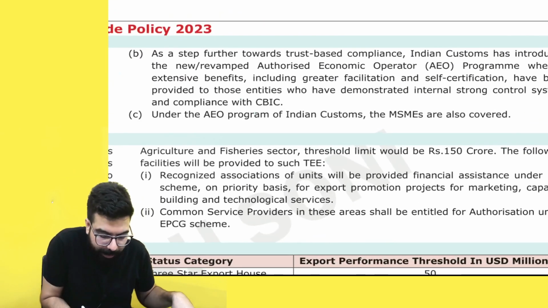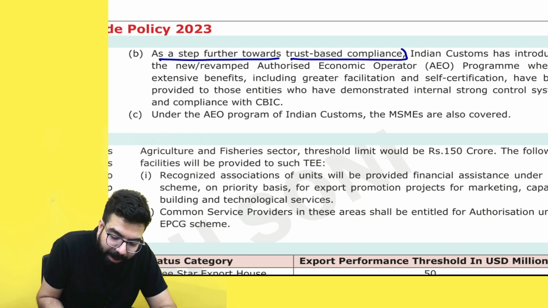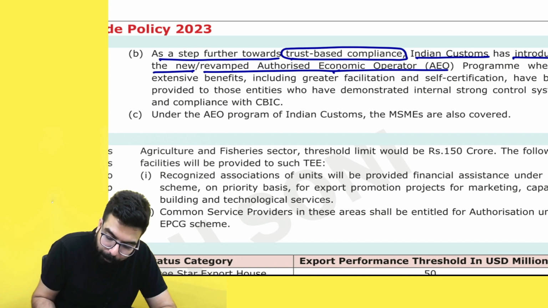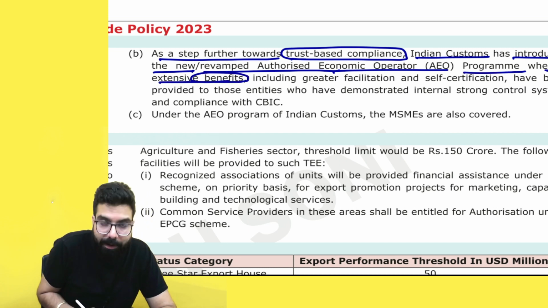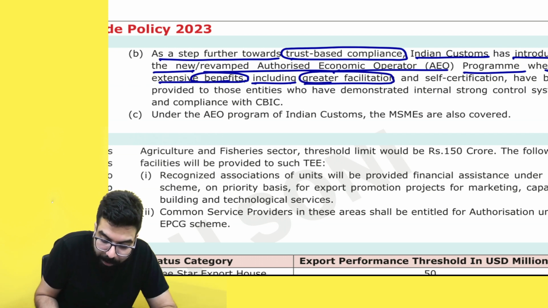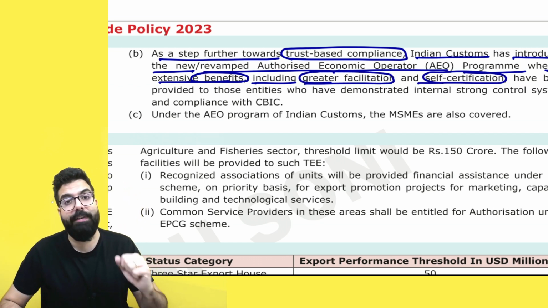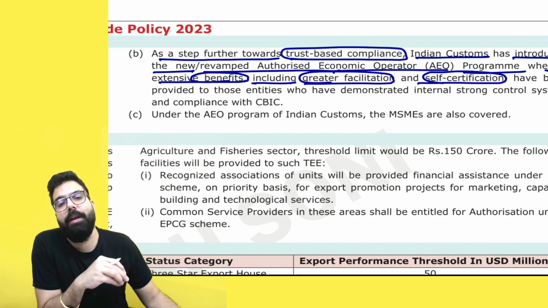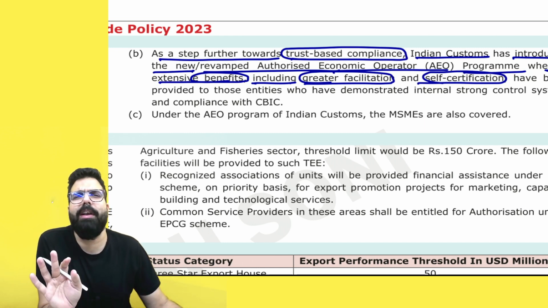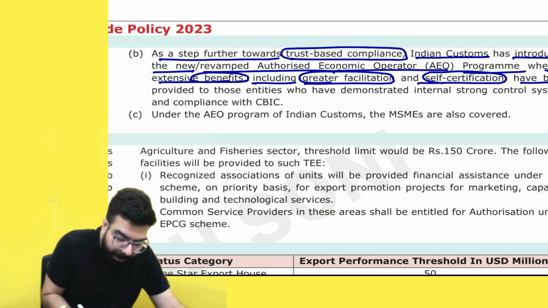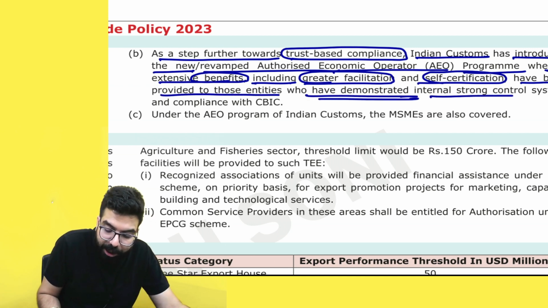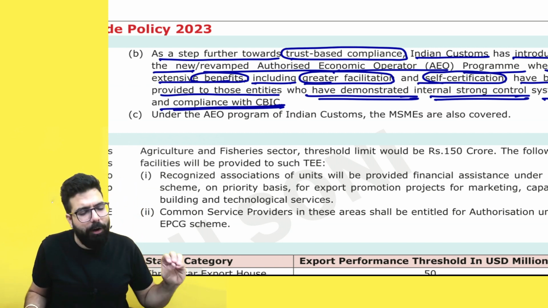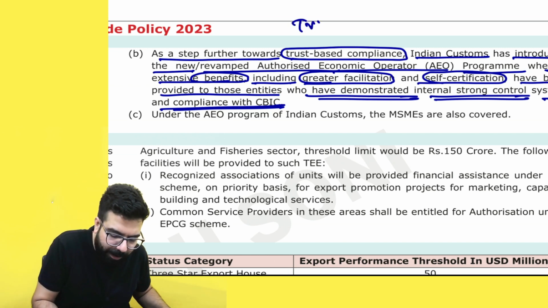Done, sir. Then they are going ahead and telling us, as a step further towards trust-based compliance, Indian Customs have introduced the new ramped-up Authorized Economic Operator program, wherein extensive benefits are given, including greater facilitation and self-certification. Whenever you are importing, you need the certificate of origin. Baba, on the basis of self-certification, many times in customs you need a lot of declarations, etc. All those declarations will now be based on self-certification. These have been provided to those entities who have demonstrated strong internal systems and compliance with CBIC. Basically, those people who are doing their compliances properly will now become the trusted partner.